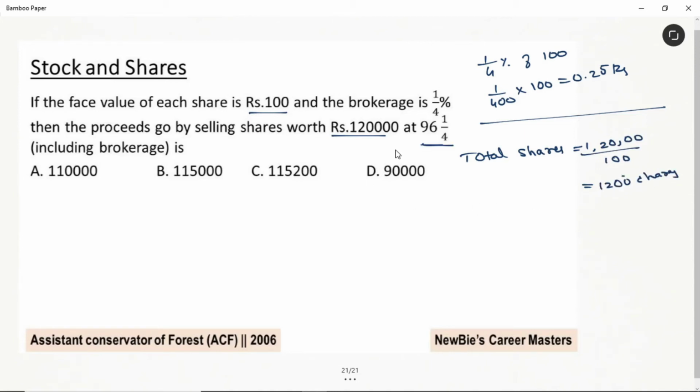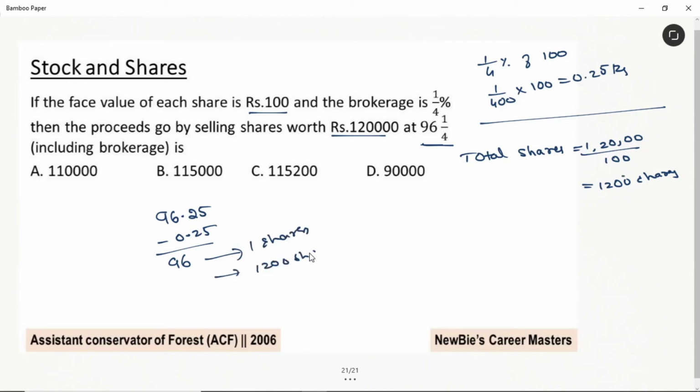Newbies, main thing is this 96 1 by 4 rupees is including brokerage. Now we'll remove the brokerage. This 1 by 4 we can write as 0.25. Am I clear? 96.25 rupees per share. This means he gets 96.25 rupees per share including brokerage. We'll remove that brokerage amount. So 96 is the final amount he gets for each share. Correct? Now it's very simple. See, 96 rupees for one share. Correct? How many shares he has?